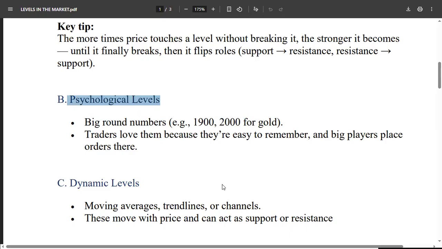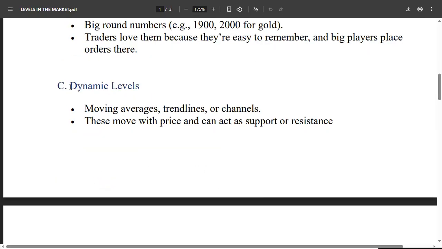Are you getting it? So thank you. We also have dynamic levels, and mostly we use these levels in terms of indicators such as moving averages. We can even use trend lines or channels, and for most levels like this, we use indicators.